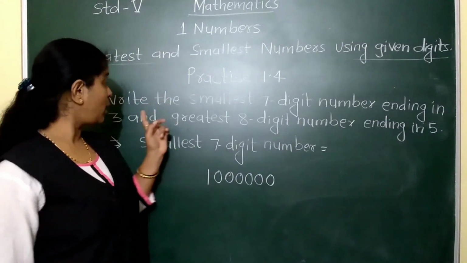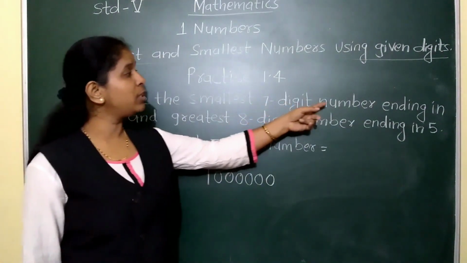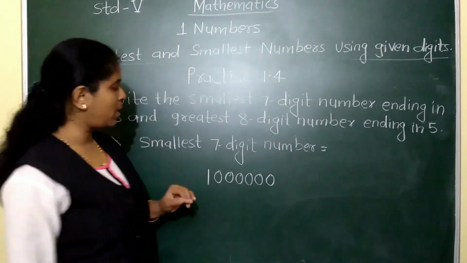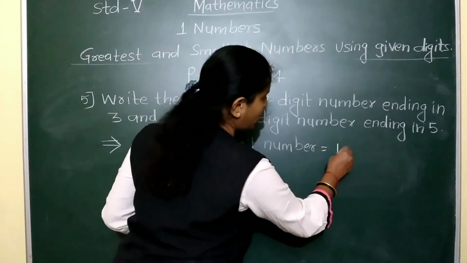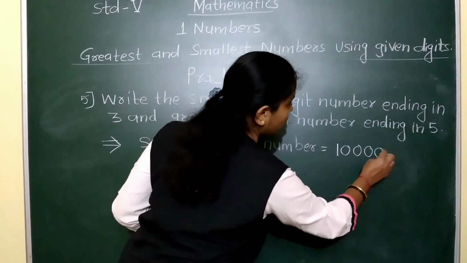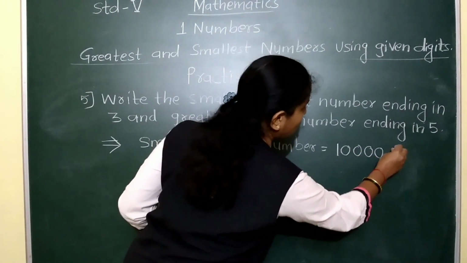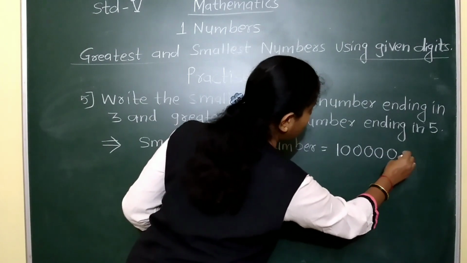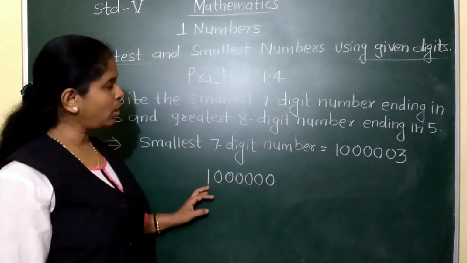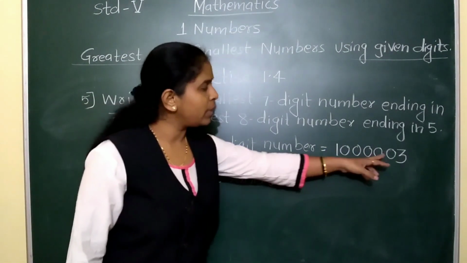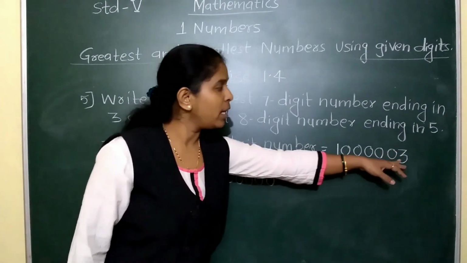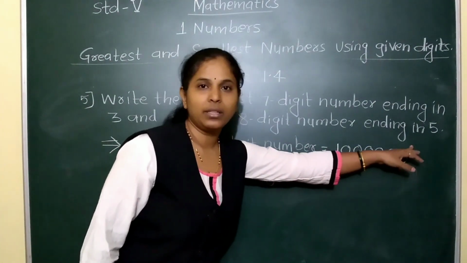But according to the condition, the 7-digit number ending in 3. At the end, digit 3 should be there. So how to write here? 1, 0, 0, 0, 0, then 0, and at the end, what should be there? 3. Followed? See here? This is the smallest 7-digit number ending in 3.